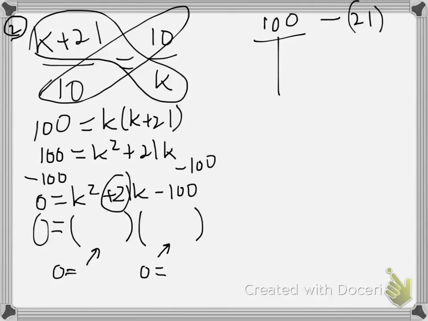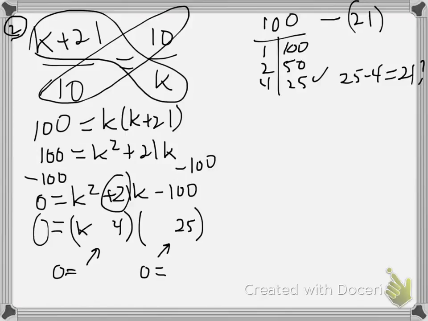So what are the factors of 100? Well, 1 times 100, 2 times 50, 3 does not go in, 4 goes in 25 times. Oh, bingo. Isn't 25 minus 4 equal to 21? We've got our numbers. We've got a 4 and a 25 and a k and a k. Now the question is, do we want positive 25 minus 4, or do we want negative 25 plus 4 to give you negative 21?